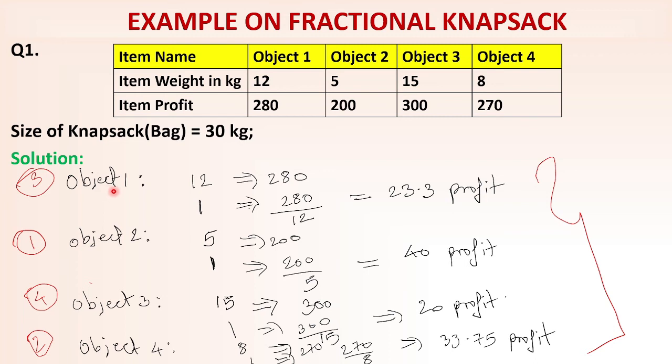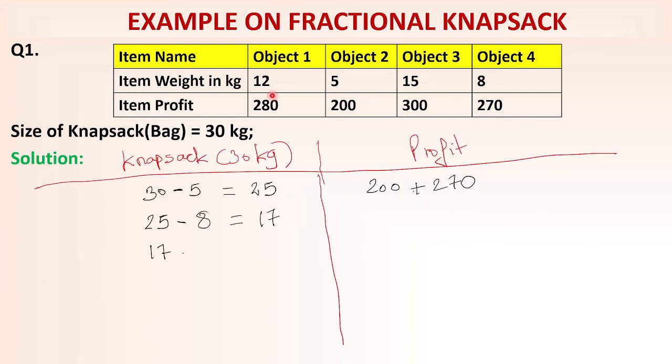Object 1 is giving the next highest profit, that is 23.3. Object 1 is of 12 kg and it gives the profit 280. So we have to put the 12 kg object 1 inside our knapsack now, because the current knapsack size is 17, so it can take 12 kg of items inside it. So I'll put the 12 kg inside my knapsack.